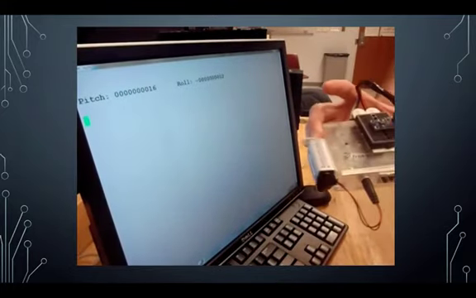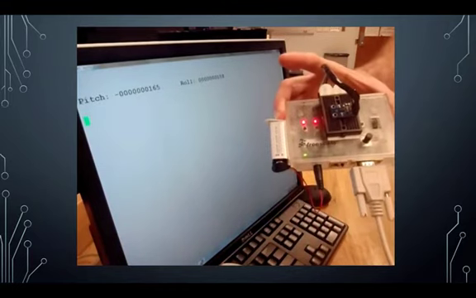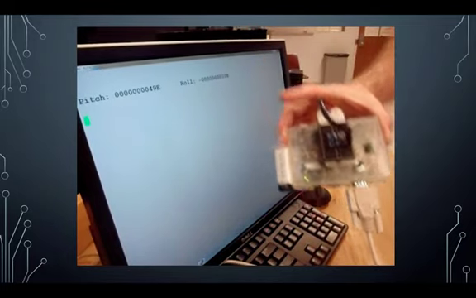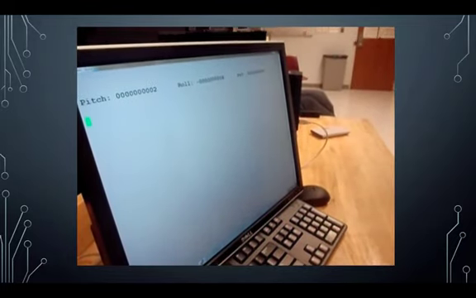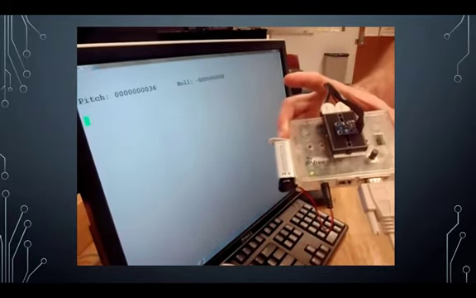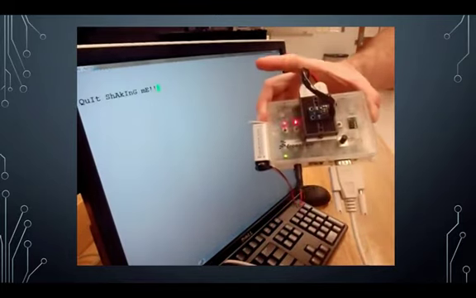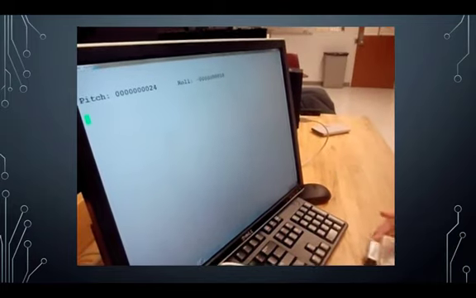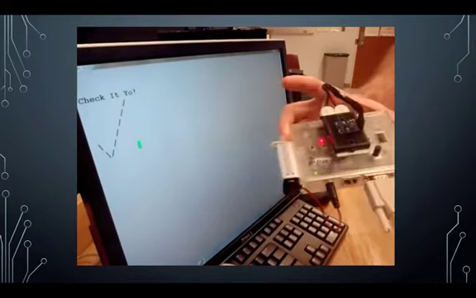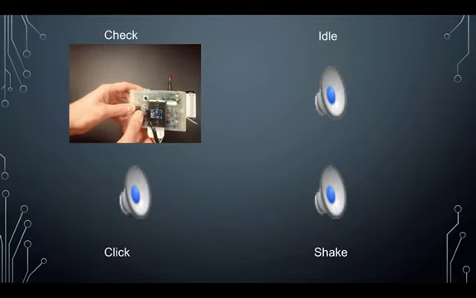As seen here in the video, when a movement is detected, it is reported on both the LEDs and the terminal output. A shake is defined as movement in the horizontal direction. A check is defined as movement in both the horizontal and vertical directions, as an ASCII check mark is drawn on the screen. A click is detected as movement in just the vertical plane. In addition to the reporting on the terminal, when a click is detected, an audible sound is output to the computer speakers.